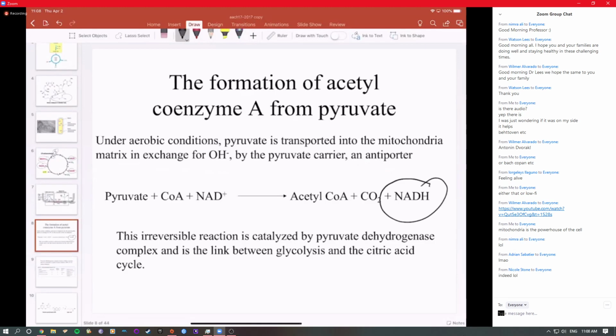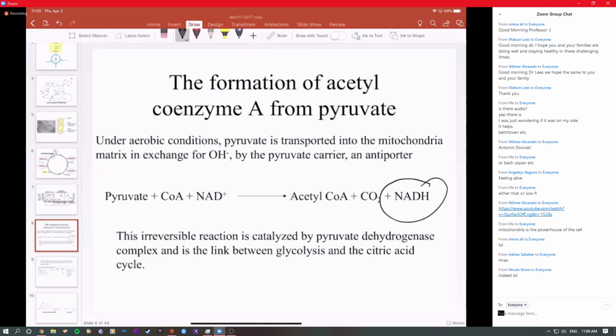Initially, you have to get the pyruvate into the mitochondria, and it's done through a transporter in which it's exchanged for OH minus. So pyruvate goes in, OH minus goes out. This is called an antiporter because things move in opposite directions. And this is the driving force to drive the pyruvate into the mitochondria.